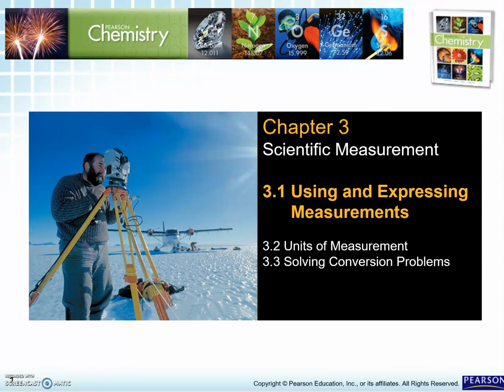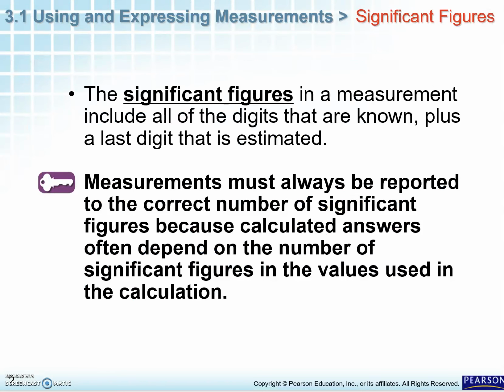In this lecture, we're finally going to know what numbers are considered significant in a measurement. Significant figures in a measurement include all the digits that are known, meaning any line that you can read, plus another digit that is estimated. For example, if you have two lines and there is a point in between the two, you could estimate its location.